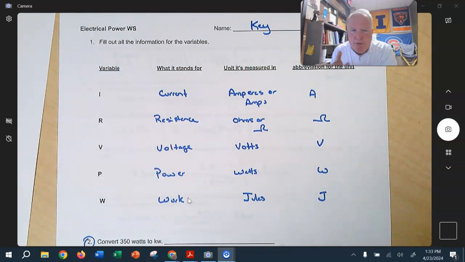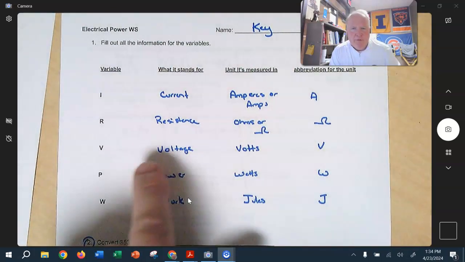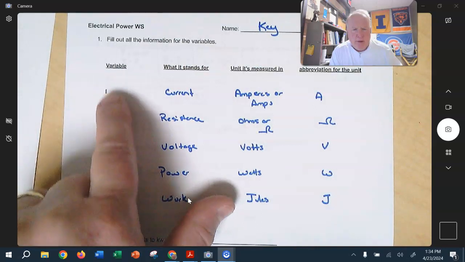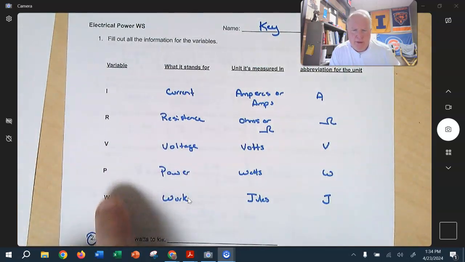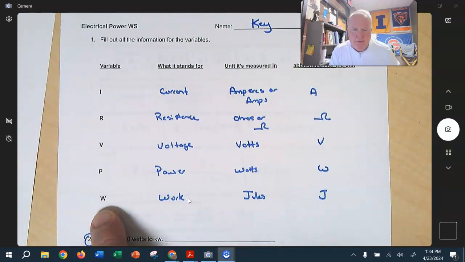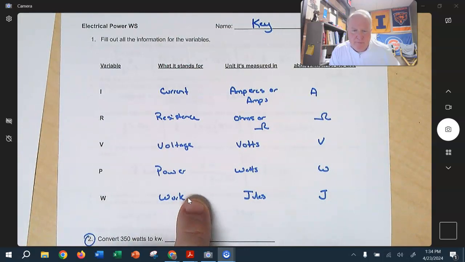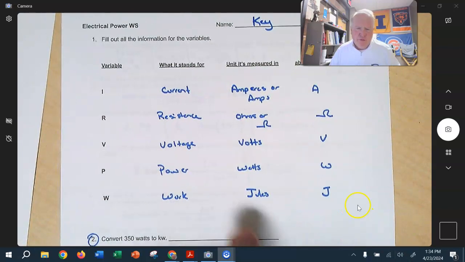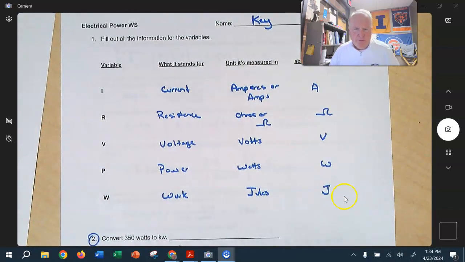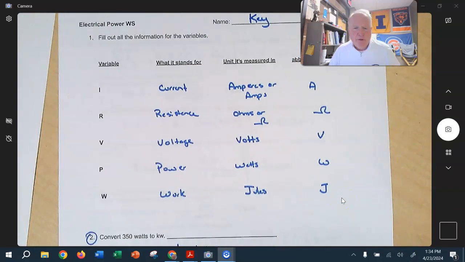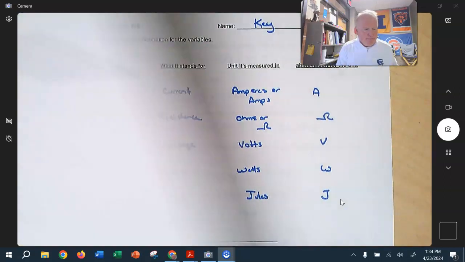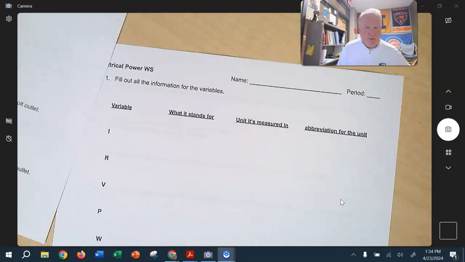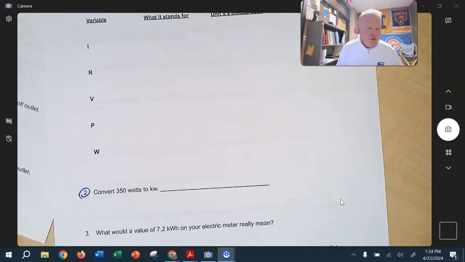So the first thing is just confirming that you took notes on what these things are. So here are all of the different I, R, V, and P. Work, we really didn't spend a lot of time. We did do work before. So W is work, that's in joules, or J. But I really wouldn't worry about that if you're the kind of person that's worried about something that might show up on the test. I can't imagine work is going to show up on the test.